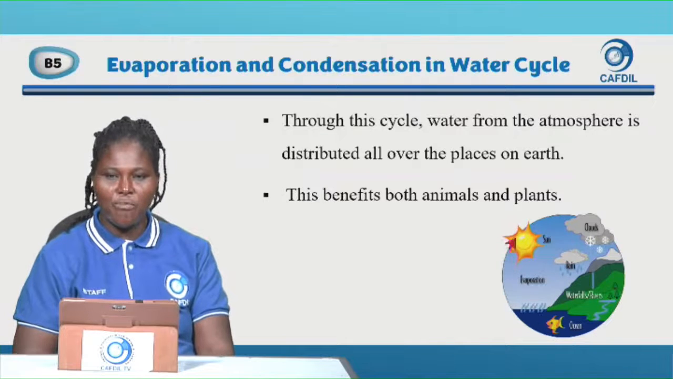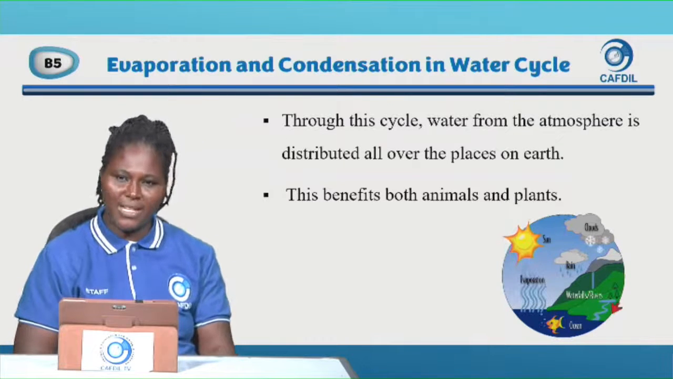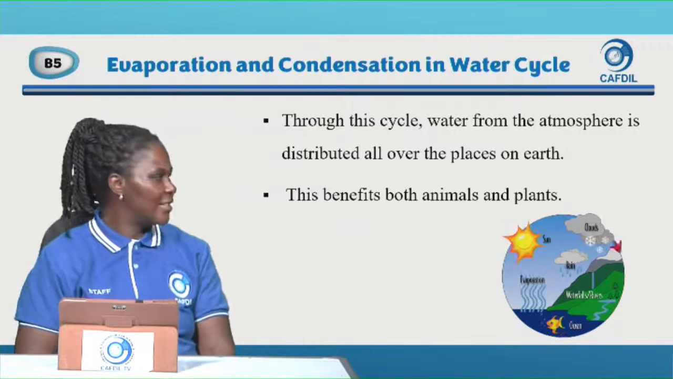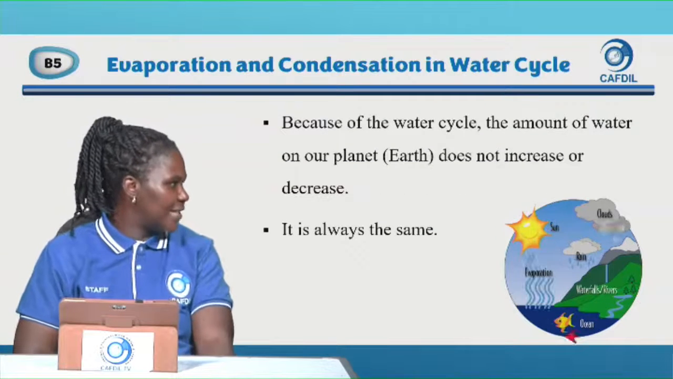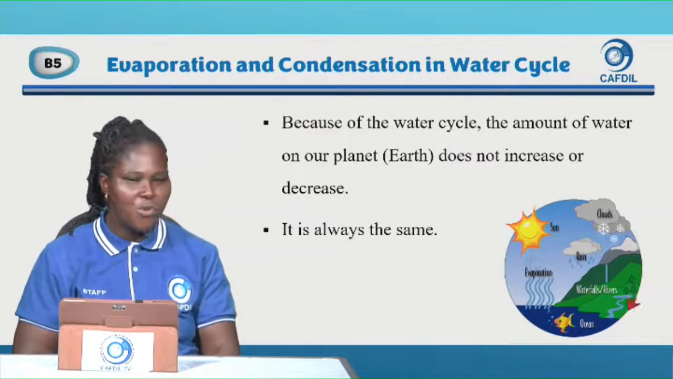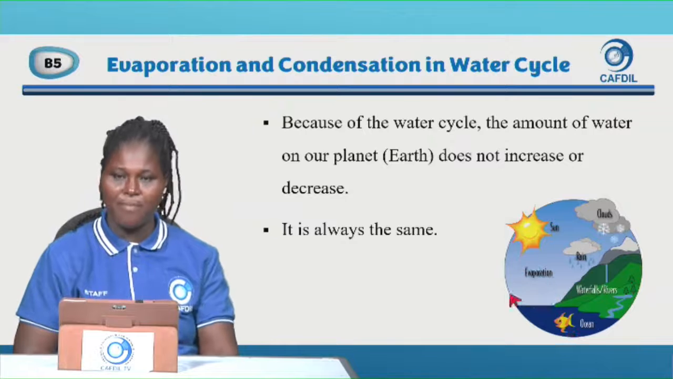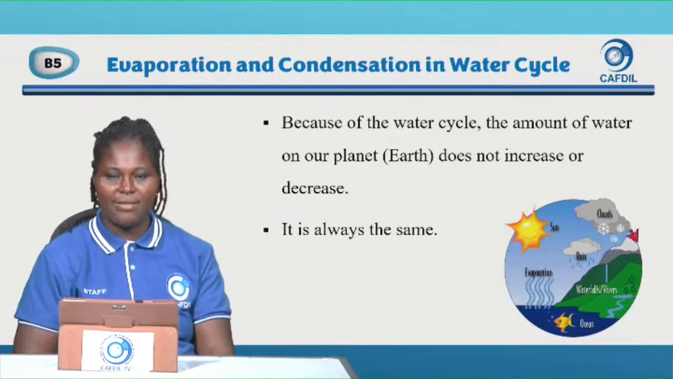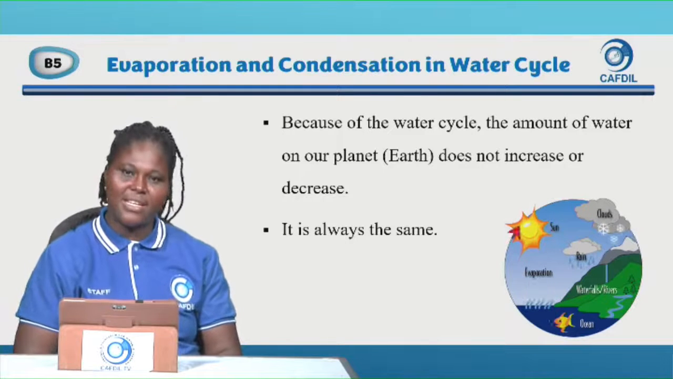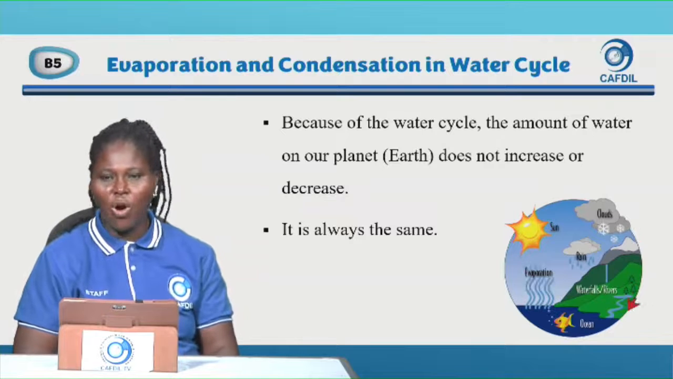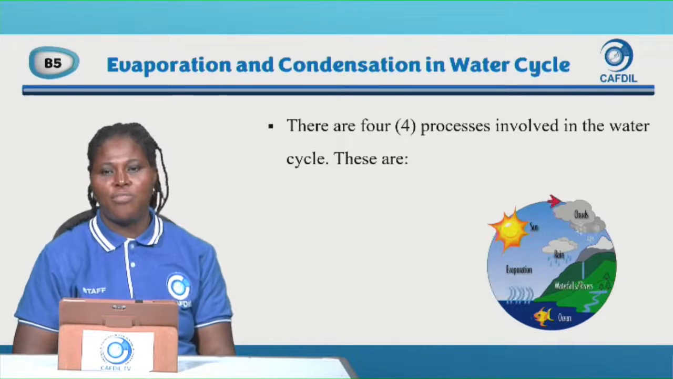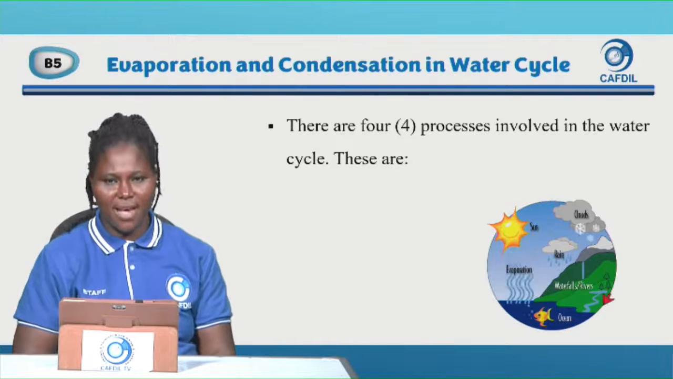This benefits both plants and animals. So plants and animals get water through the water cycle. Good. Because of the water cycle, the amount of water on our planet Earth does not increase or decrease. It is always the same.